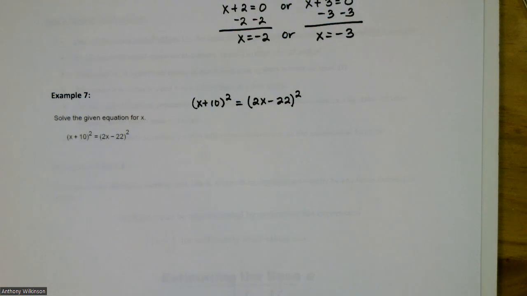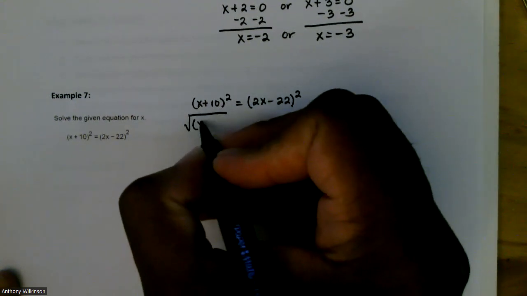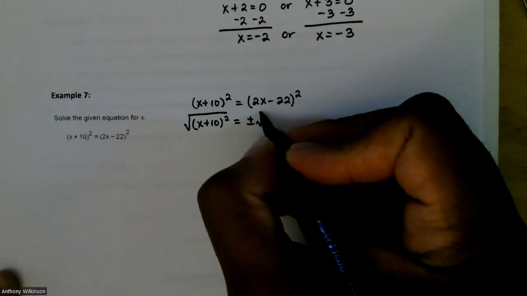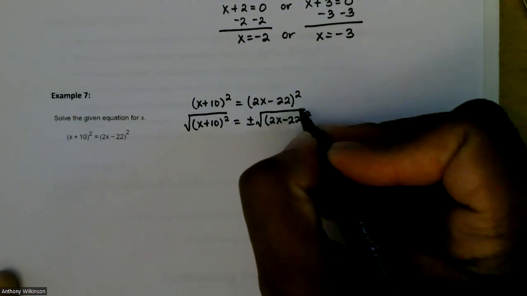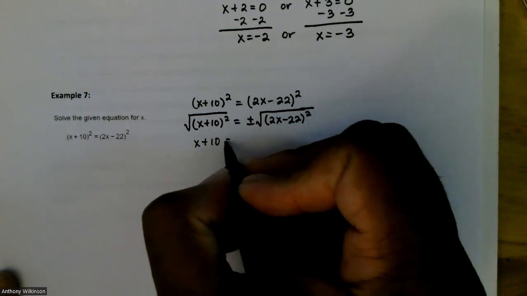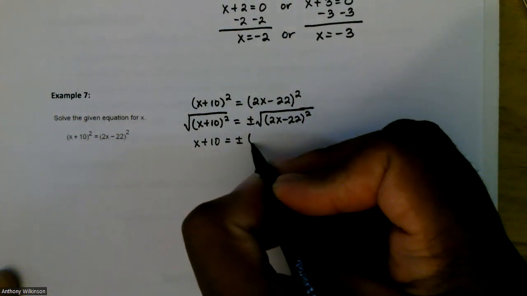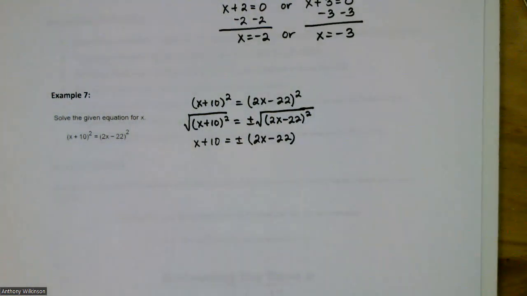Now to solve this, if we're squaring something, what we need to do there is take the square root on both sides. So we have to take the square root of the left side and the square root of the right side, but we also have to include that plus or minus symbol as well. So now the square root of x plus 10 quantity squared would just be x plus 10, equaling plus or minus the square root of 2x minus 22 quantity squared, which would just be, and I'm putting 2x minus 22 in parentheses.